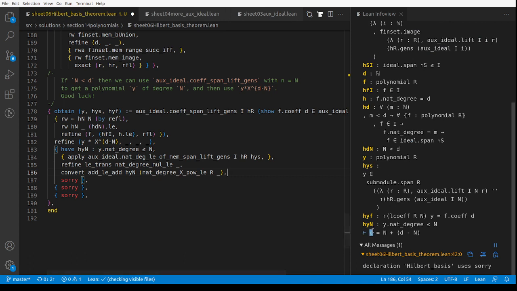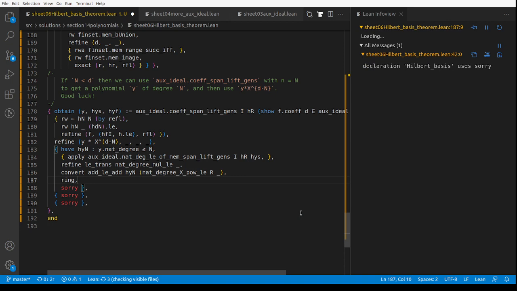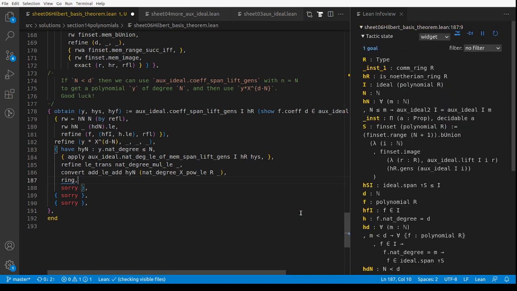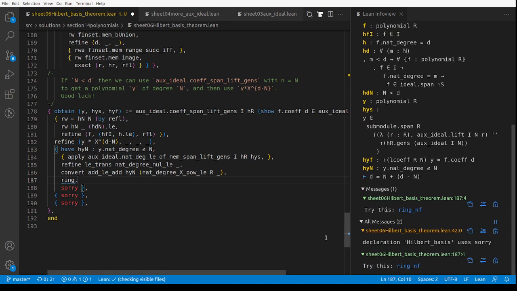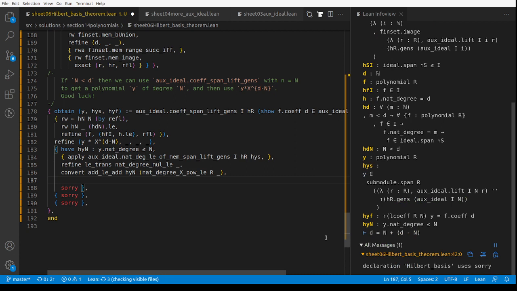Now I've got to prove that d is n plus d minus n, and my guess is that the ring tactic won't work, right? Yeah, it doesn't work. Isn't that interesting? And the reason it doesn't work is because this is natural subtraction, which is an evil thing.